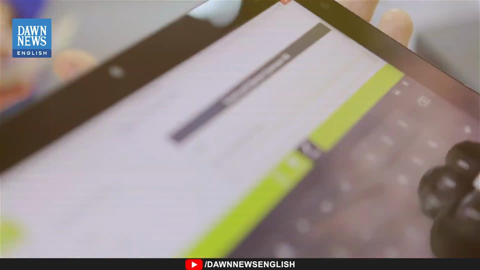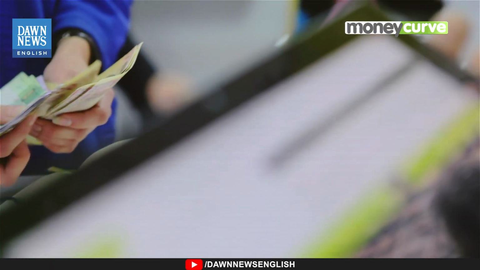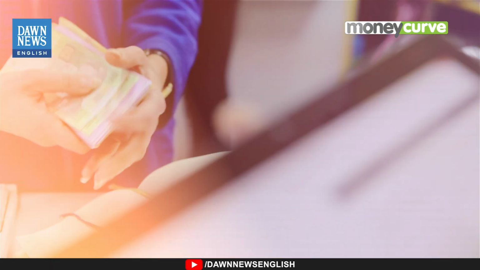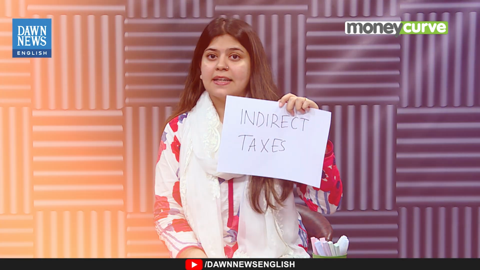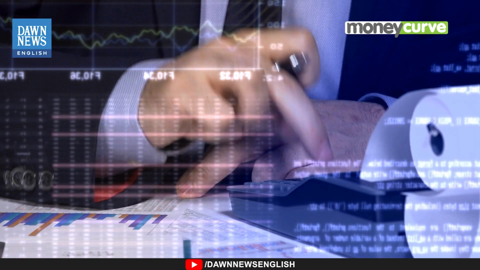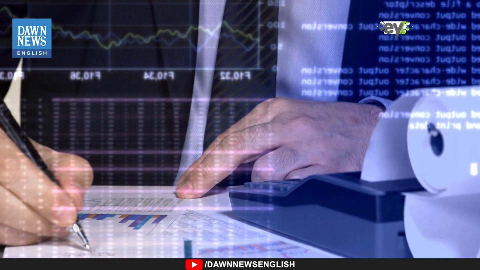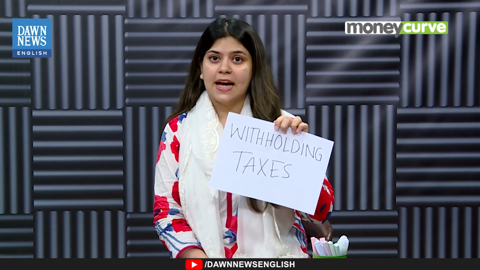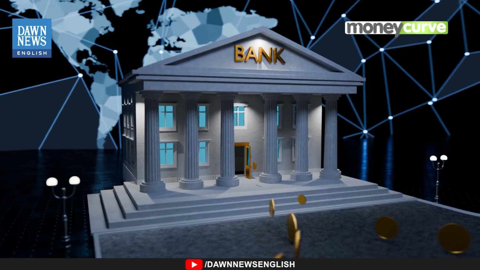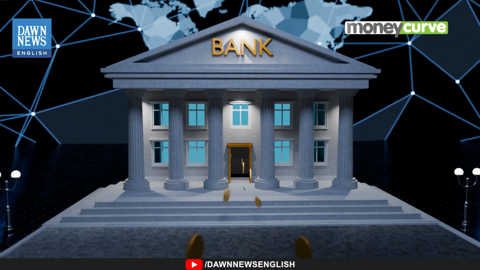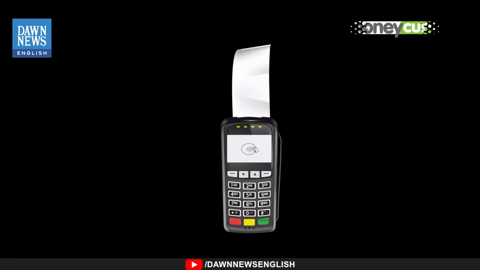Taxes you pay when you buy something like sales tax or GST on your grocery bill. In Pakistan, indirect taxes make up most of the revenue, so even the poor end up paying a lot. Now, withholding tax, a tax that's collected in advance on things like bank transactions, car registrations or mobile bills. It's called withholding because it's collected at the source.